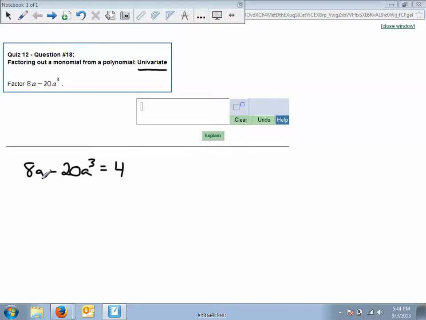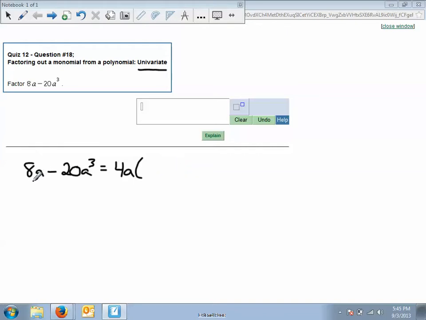Now looking at the letters, looking at the variables, we have a, or a to the first, and we have a to the third in our second term. So in looking at this, the most a's that we can take out, that we can divide both of those by, would just be 1, since we only have one a in our first term. So altogether, we can take out a 4a. So we can factor out a 4a from both of those terms, meaning we can divide both of those terms by 4a evenly. So then when we do this now, we're going to have our two terms in parentheses because we're kind of doing the distributive property backwards.